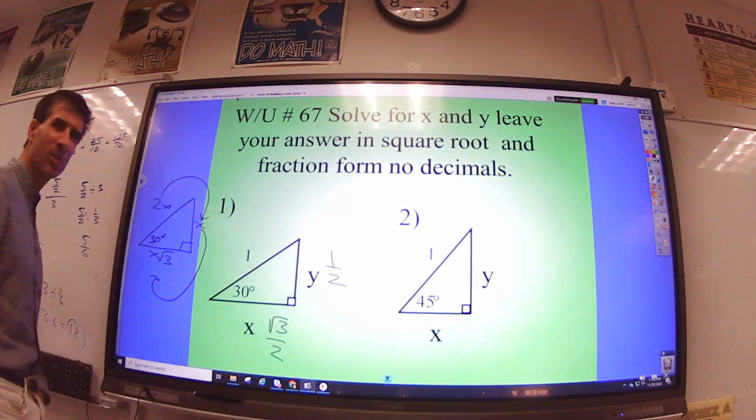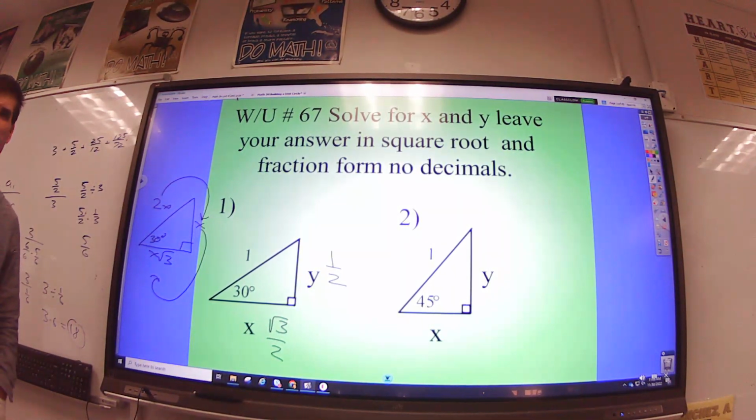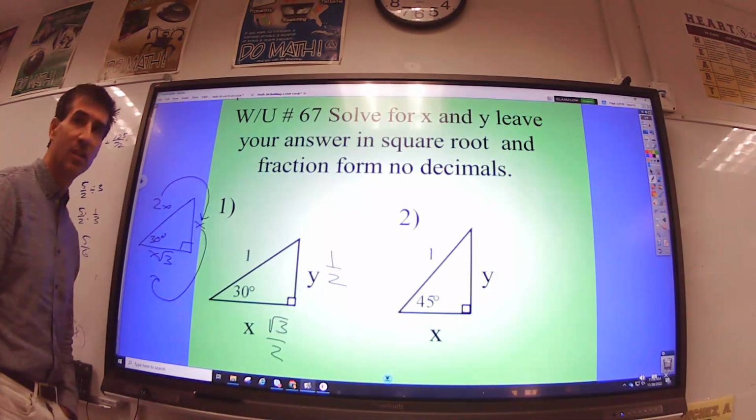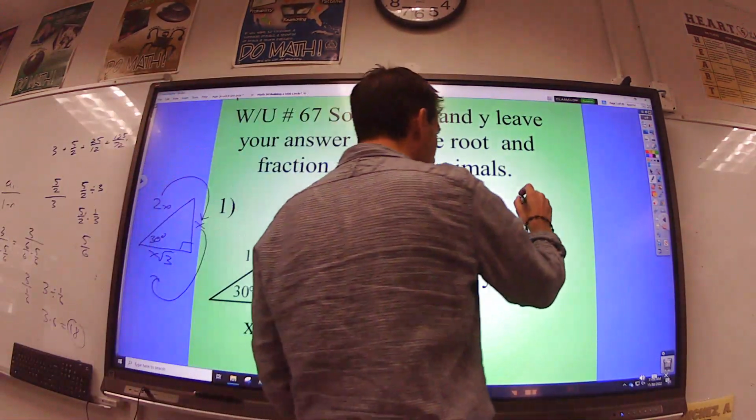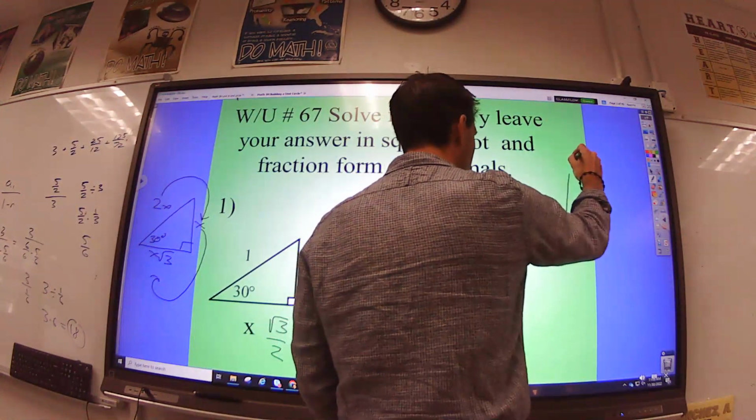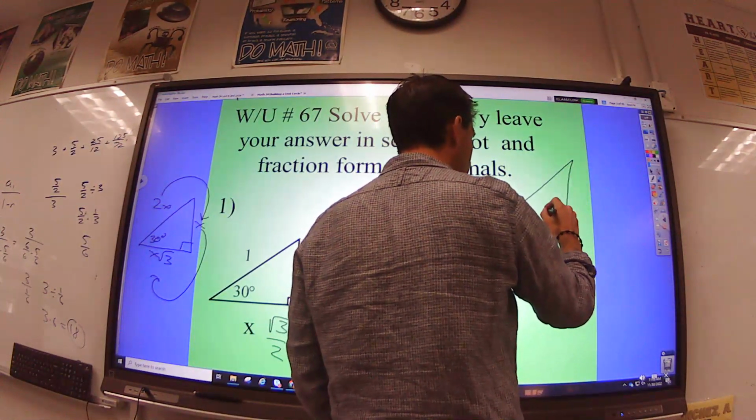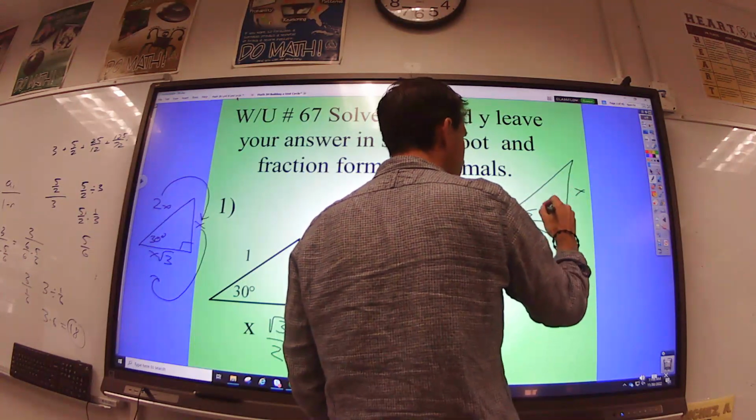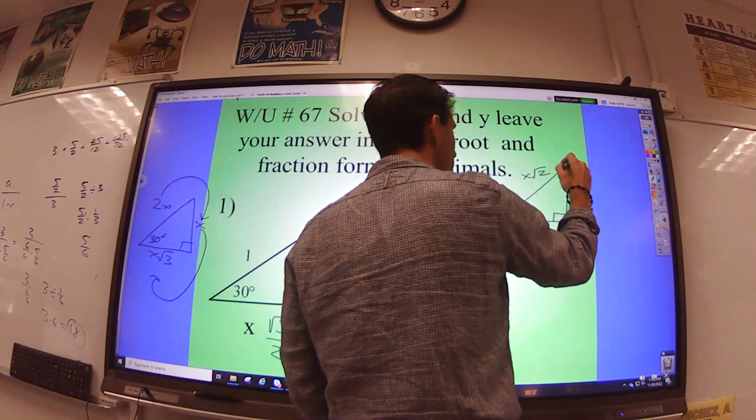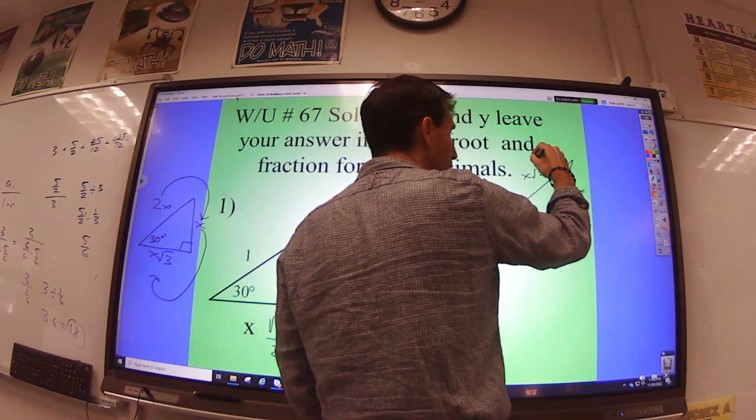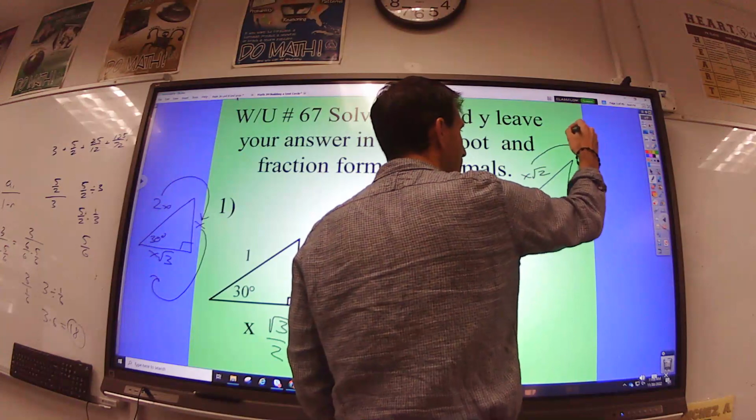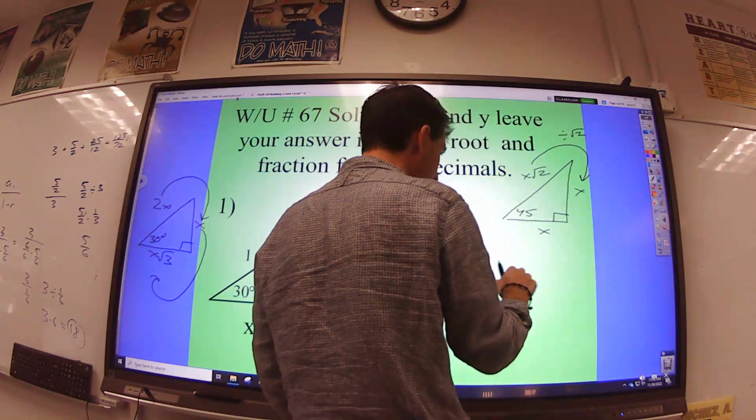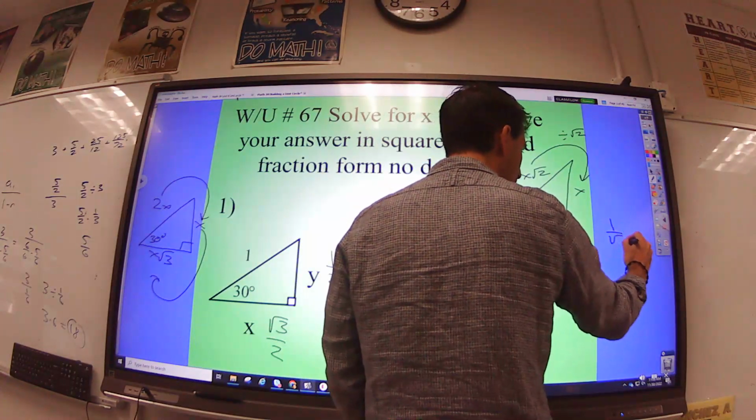But these are the numbers on the unit circle anyway, right? Because the unit circle is 1 unit for the radius. For this right triangle, I got x, I go x root 2. To go from here to here, I multiply by root 2. What do I do from here to here? Divide by root 2, right? So this is 1 divided by root 2.